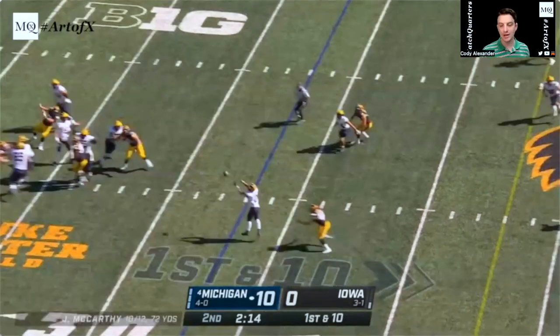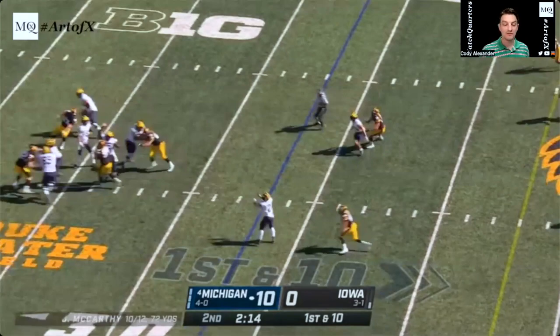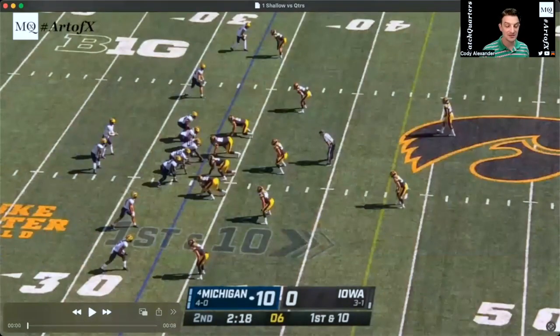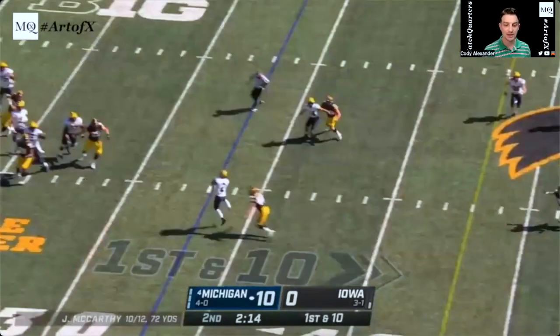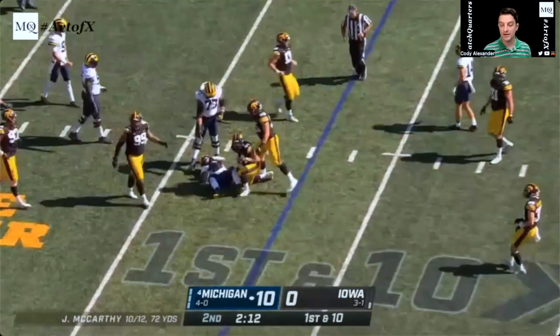This is a great example, again, of Iowa defending the shallow concept. Let's let this thing run all the way through. So typical shallow concept you see in the Air Raid scheme against the quarters by Iowa. Great job by the Hawkeyes.